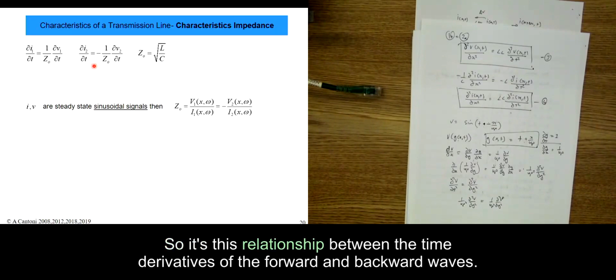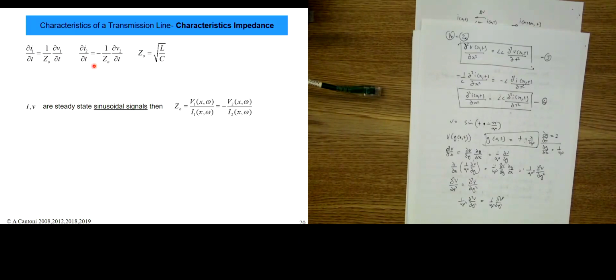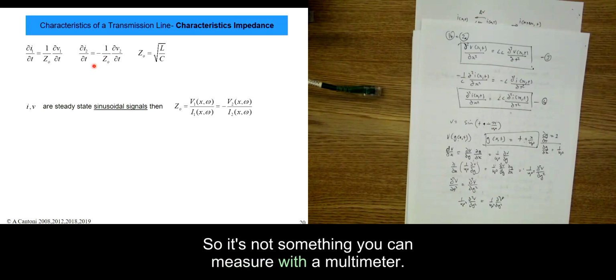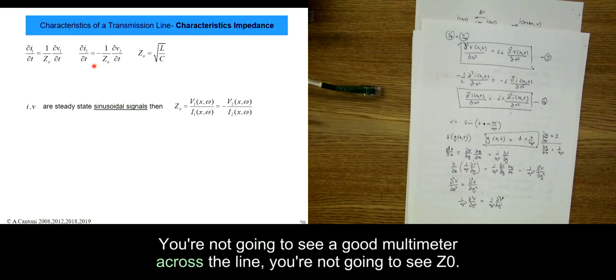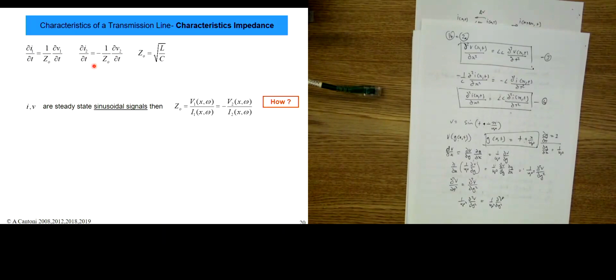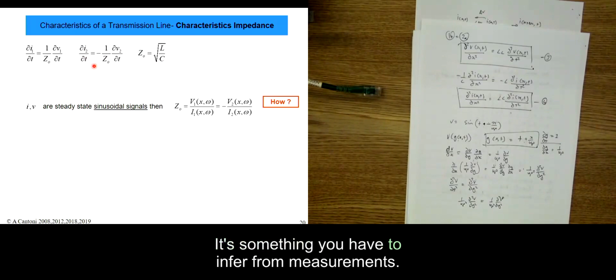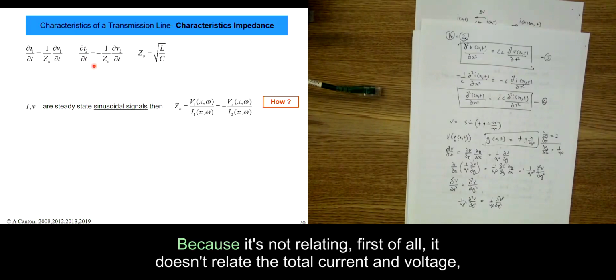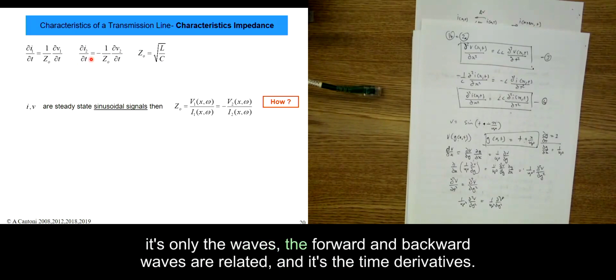So it's this relationship between the time derivatives of the forward and backward waves, okay? It's not something you can measure with a multimeter. You're not going to put a multimeter across the line and see Z0. It's something you have to infer from measurements. First of all, it doesn't relate the total current and voltage, it's only the forward and backward waves that are related, and it's the time derivatives.